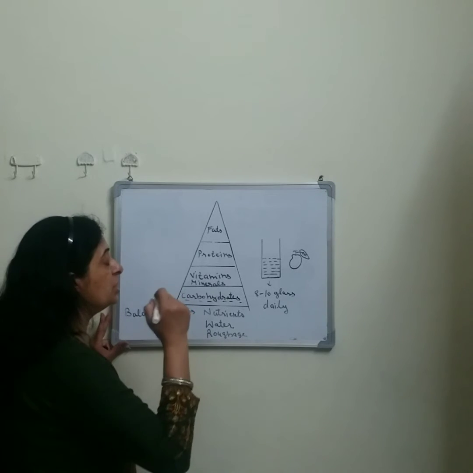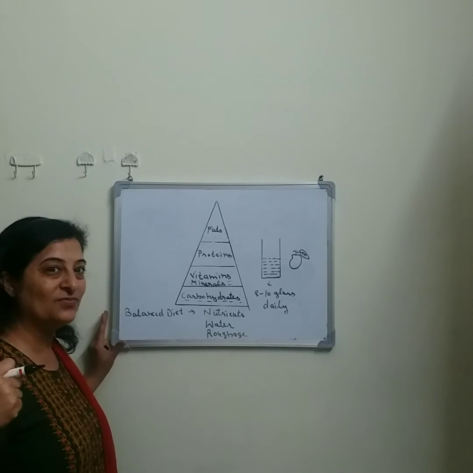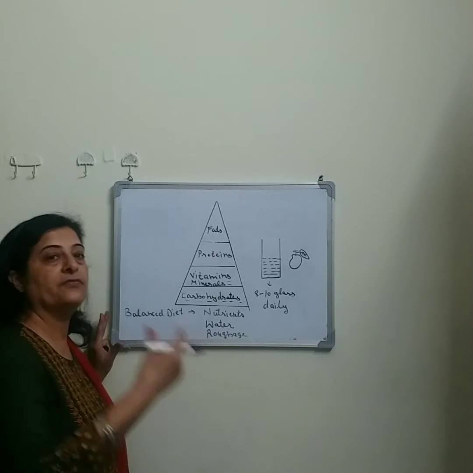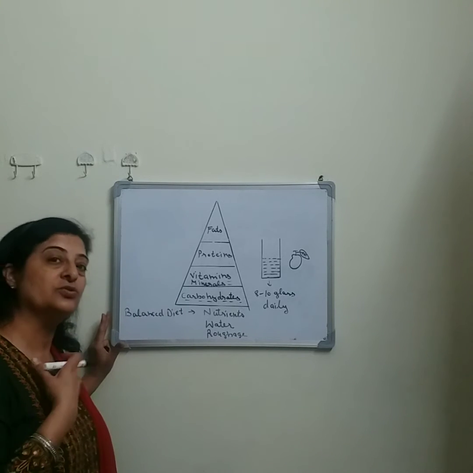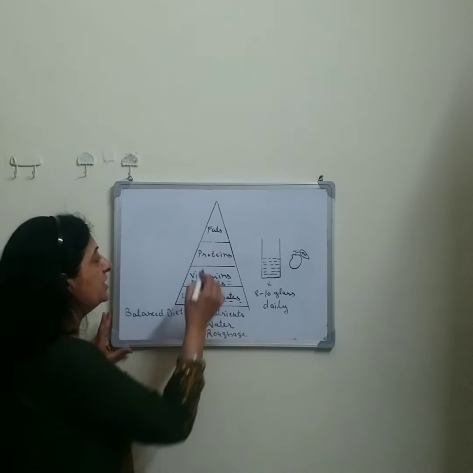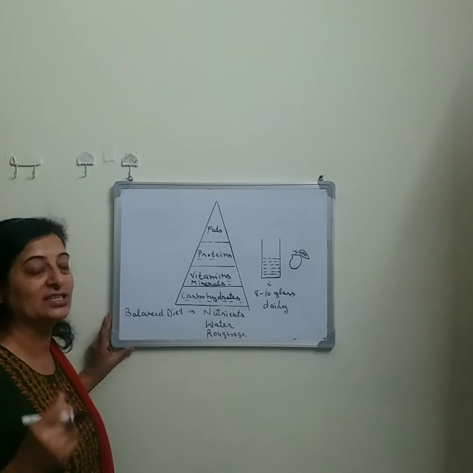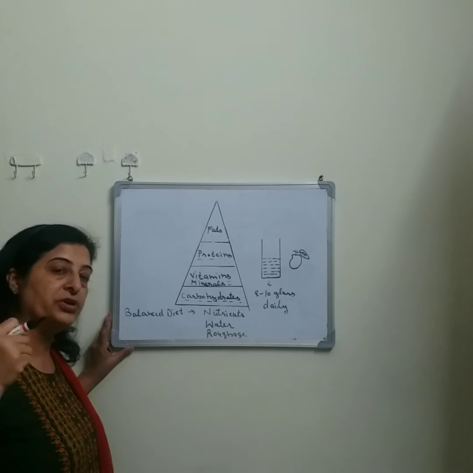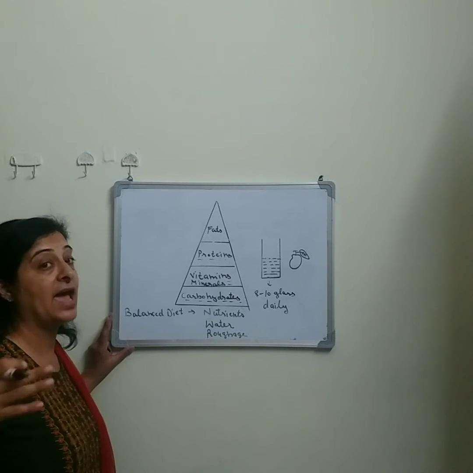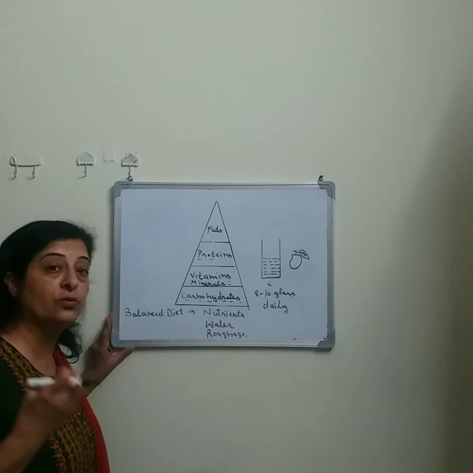After that, we need vitamins and minerals to protect us from different diseases. We need green vegetables and fruits to protect ourselves from different diseases. After that, human beings, and especially children, need proteins. Proteins are body building food. They help to build our body. They help in proper growth, growth of muscles, growth of nerves.